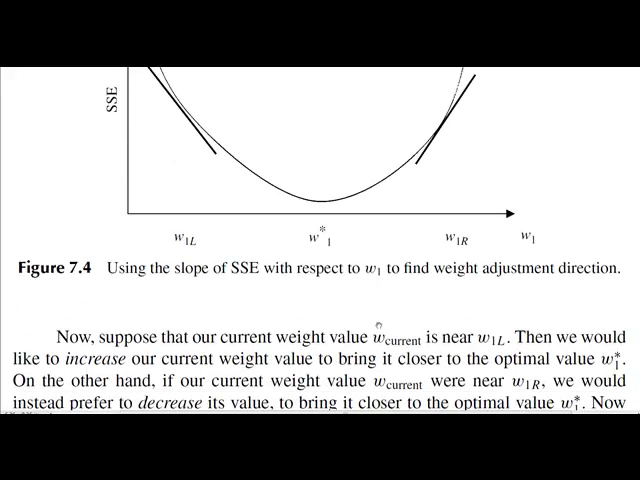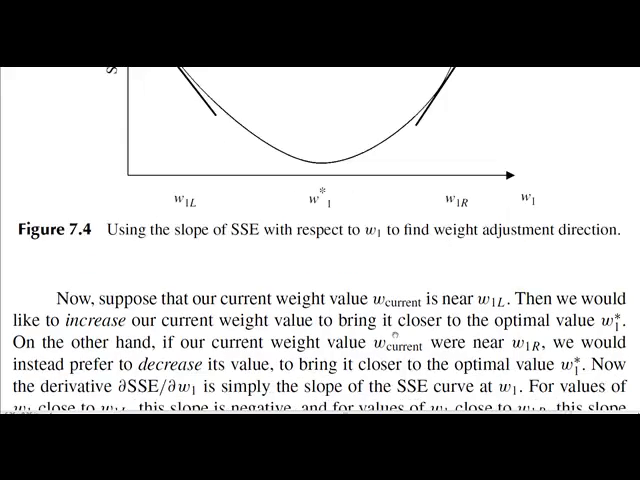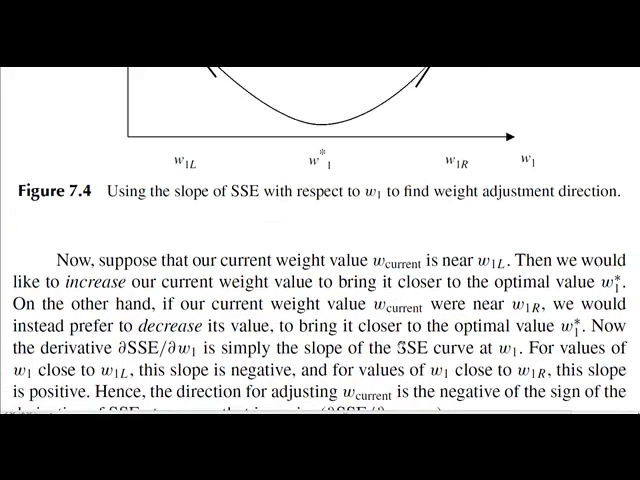Now suppose that our current weight, W sub current, is near W1 left. So suppose it's over here. Then we would like to increase our current weight to bring it closer to the optimal weight. So we want to increase to move it over this way. On the other hand, if our current weight is here, then we'd want to decrease. We'd want to bring it closer to the optimal value W sub 1 star.